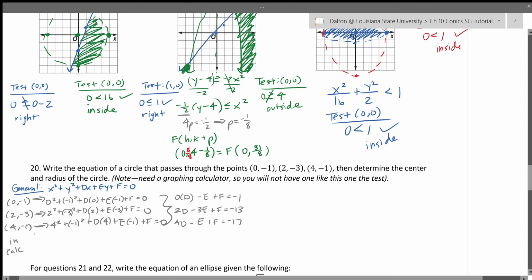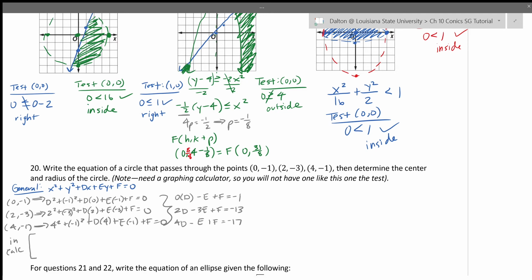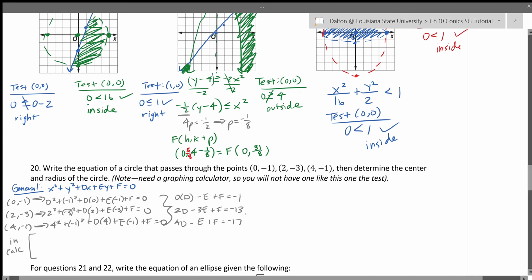So if you open up matrix, hit second matrix, scroll over to edit, you're going to input your rows and columns. So you're going to have 3 rows by 4 columns. And you're going to put all the coefficients for this system of 3 equations that you have here. So the coefficient for D, E, F, and then your constant. So for us, it'll be 1, negative 1, 1, negative 1.